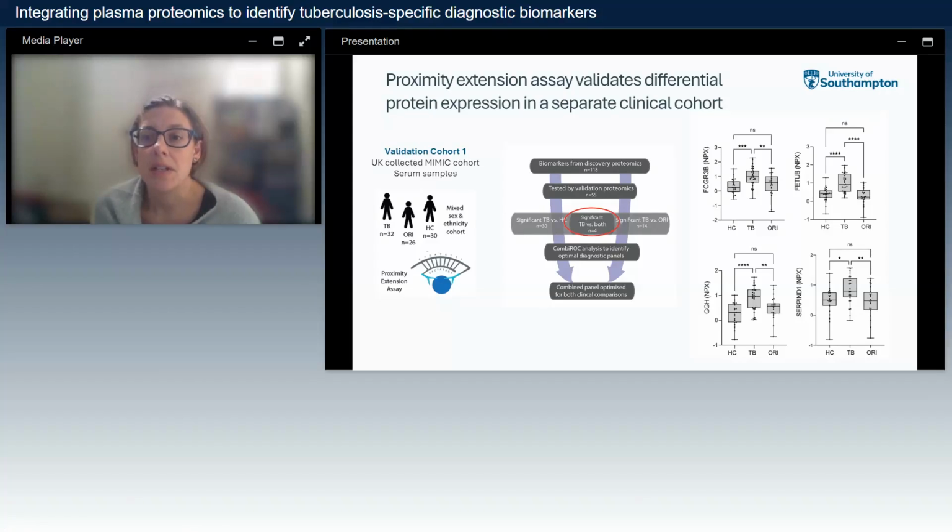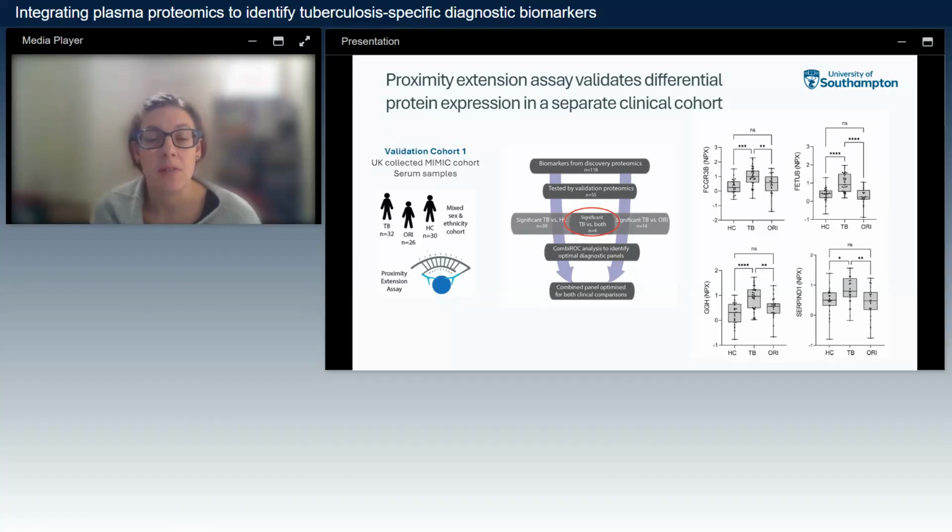So I could see that 34 of them were significant between TB and healthy controls, and 18 were significant between TB and other respiratory tract infections. But actually there were 4 that were of particular interest, which are shown in these box and whisker plots, which show that there are 4 proteins that showed a really high degree of TB specificity, as in they were increased in TB, but not in the comparator conditions.